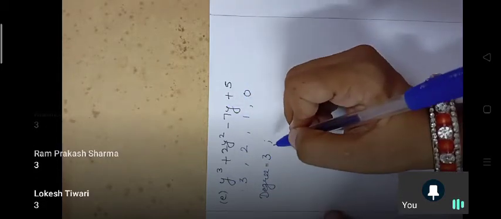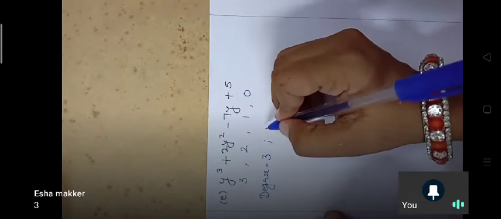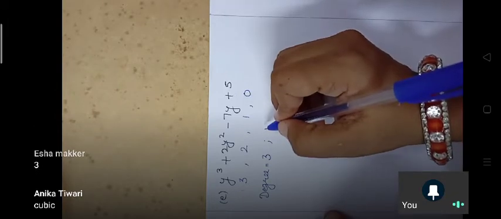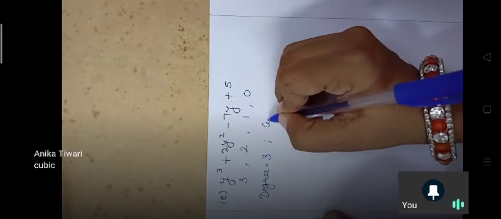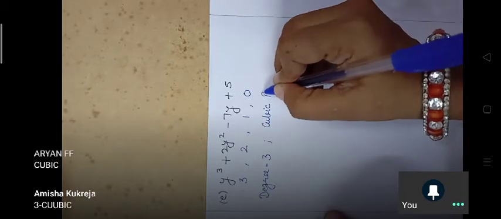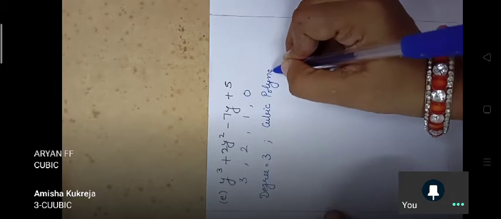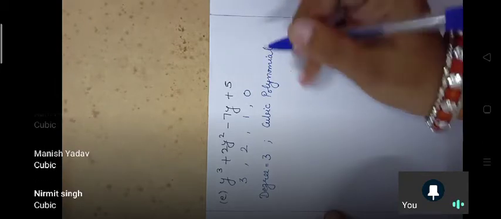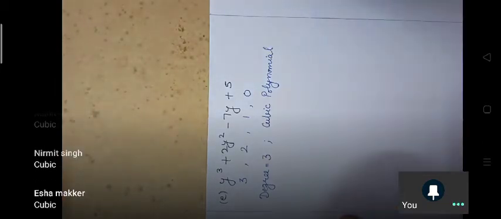और जिस पॉलिनोमियल की डिग्री 3 होती है, व्हाट इज इट कॉल्ड? Yes, good. Good, Anika. It is cubic polynomial. जिस polynomial की डिग्री 3 होती है, it is called cubic polynomial.